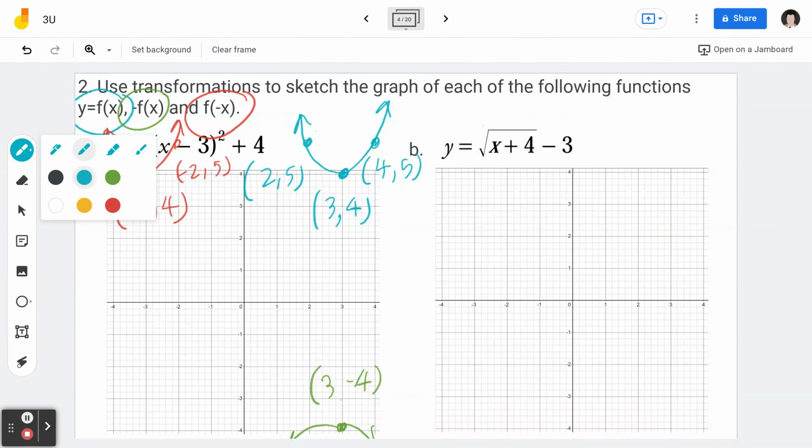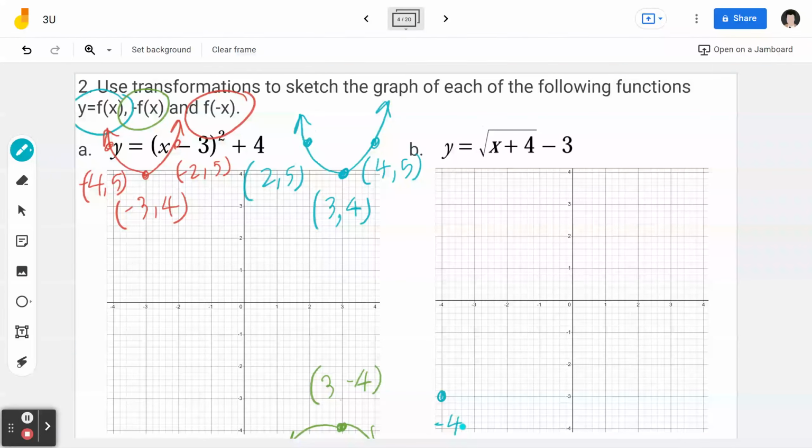2b, f of x equals the square root of x plus 4, minus 3. So again, if you think about the first point, it's going to be left by 4, down by 3. I can label this, again, negative 4 and negative 3. The next point is going to be right by 1, up by 1. So when x is going to be negative 3, y is going to be negative 2.